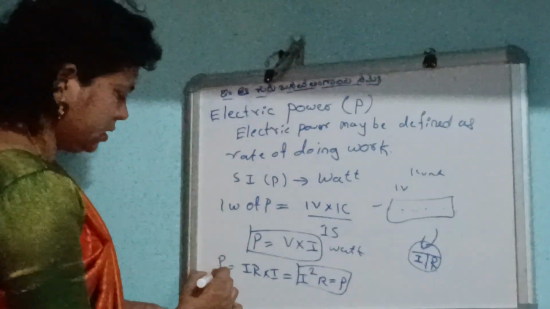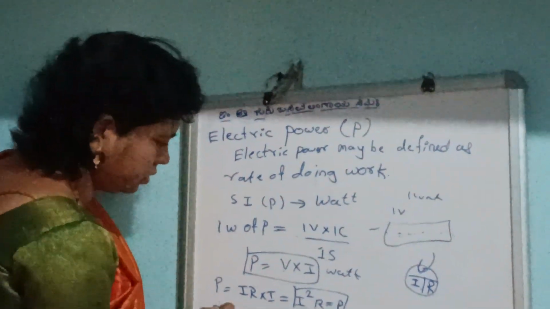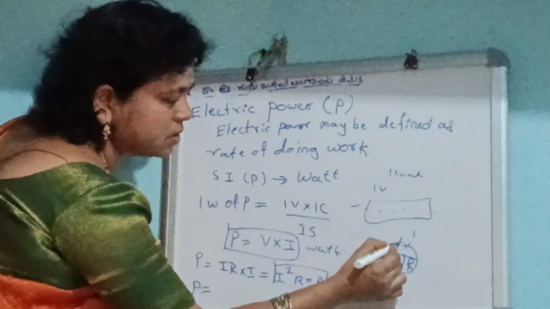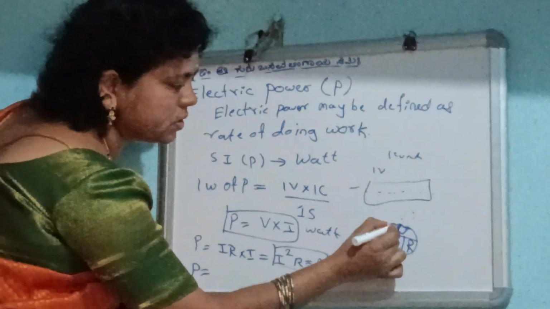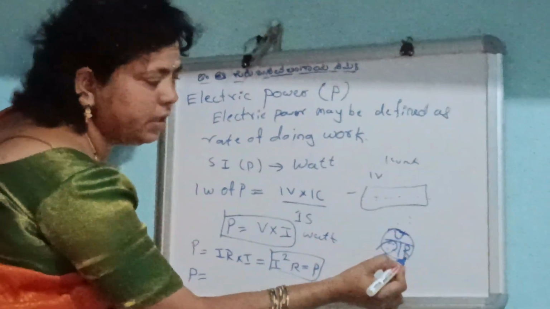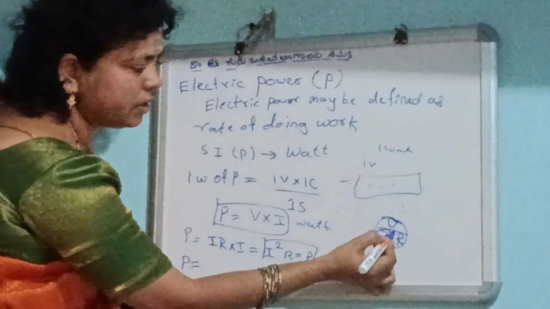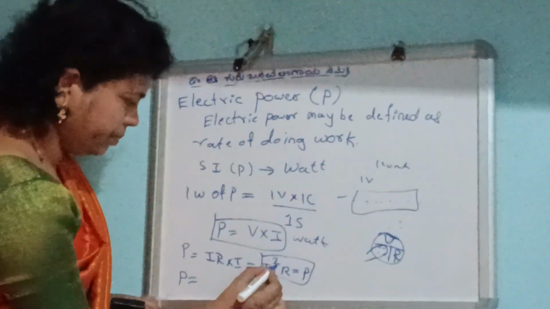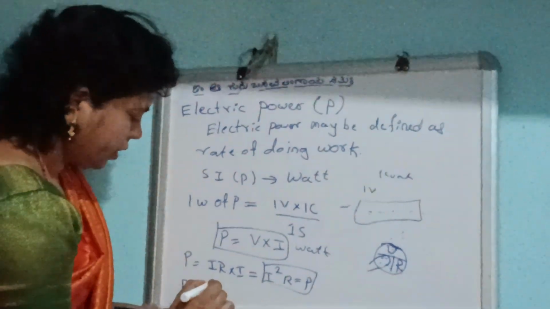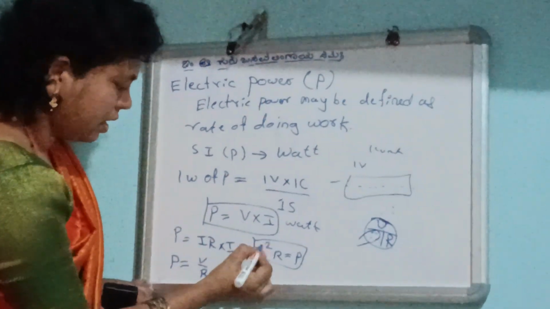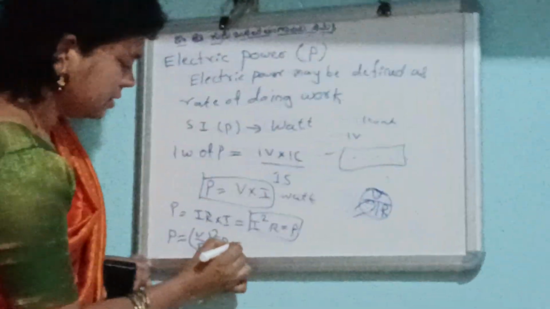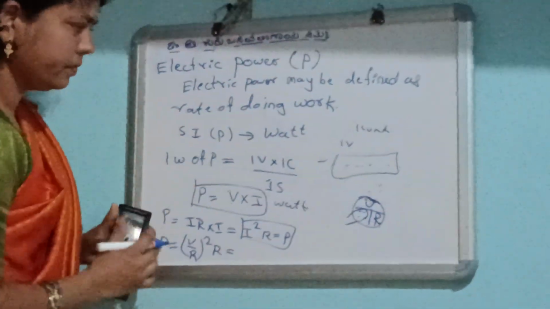Another form of power, we can write like this also. So here, I square, okay, use this circle according to Ohm's law. I circle this term, read the remaining terms: V divided by R. So place V divided by R in the place of I. I is V divided by R, already it is in square, whole square, and R as it is.